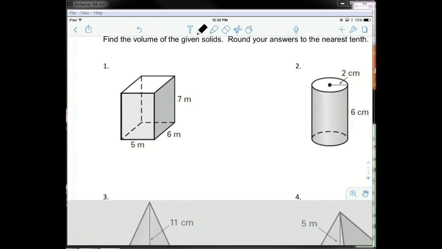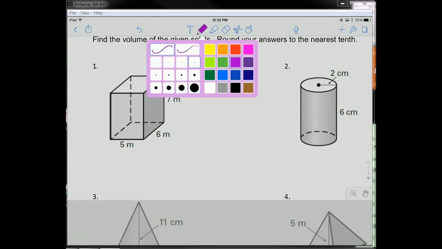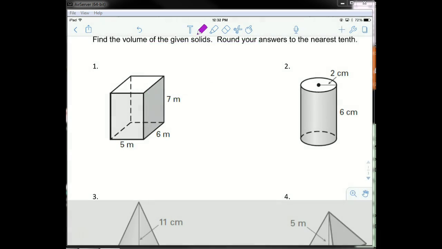So let's dive right into number 1. The first step is to identify the base. On the C-level questions, the base will be pretty straightforward. In this situation, we're looking at a top and bottom here, a rectangle that has dimensions of 5 by 6. So area of the base, B equals 5 times 6. Area of the base is 30. The height is the distance between the bases, so the distance between those 2 rectangles is 7.